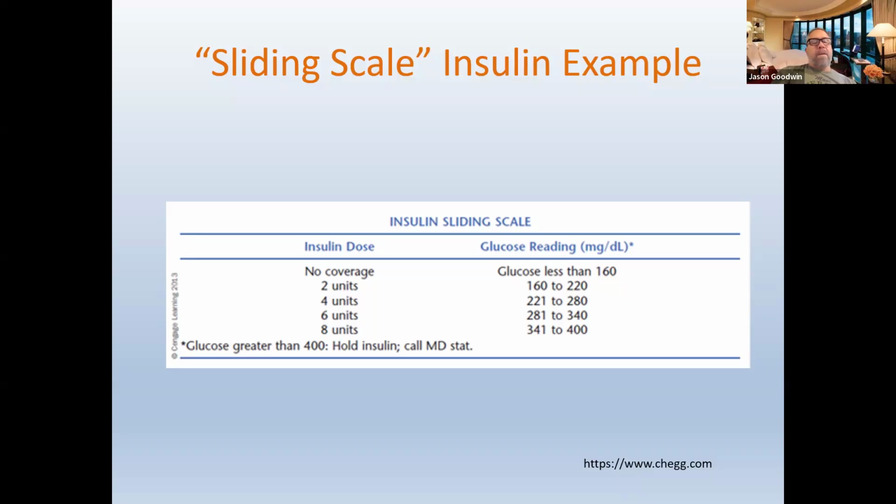Notice at the bottom, glucose greater than 400, hold insulin and call MD stat, right? Because they're going into ketoacidosis.